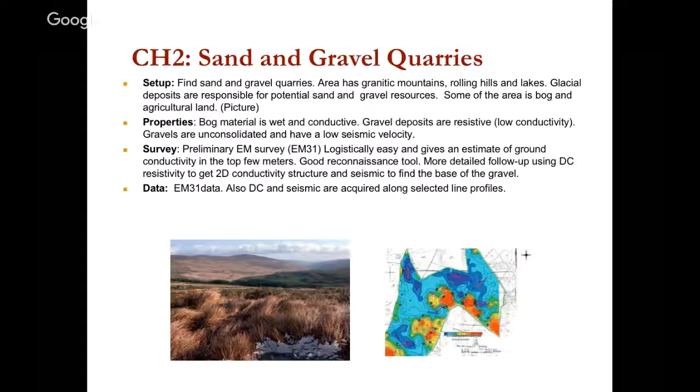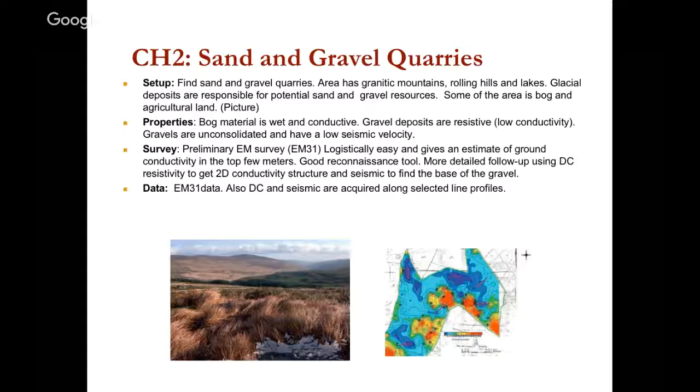There's a lot of material that is boggy, sort of wet, sort of carbonate material, and that's very conductive. The gravel deposits, however, are cobbles and stones, and they're resistive, so they have a low conductivity. The other physical property you might be interested in is the seismic velocity. The gravels are really unconsolidated, so you'd expect them to have a really low seismic velocity. So you can think of a couple of different surveys, something to do with electromagnetics or something to do with seismic. Let's concentrate on electromagnetics.